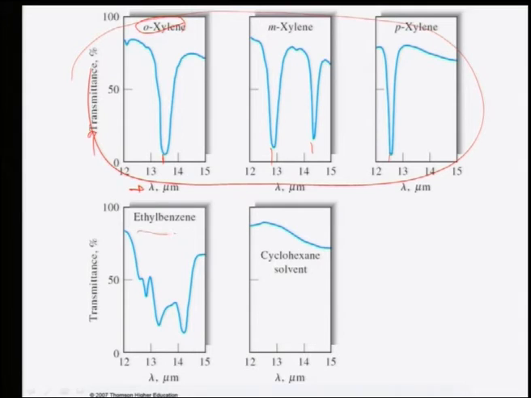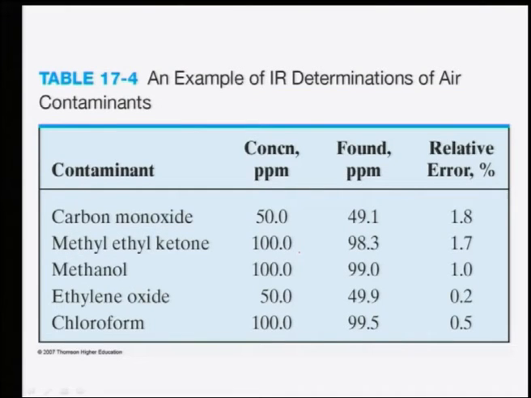Let us look at ethyl benzene, again another complex compound. You can see the peak positions. Cyclohexane solvents normally do not give any peak, which is why these can be used for FTIR study.